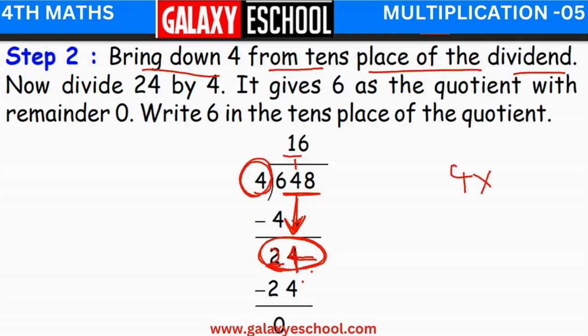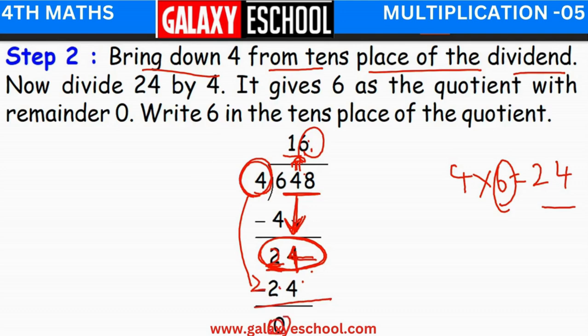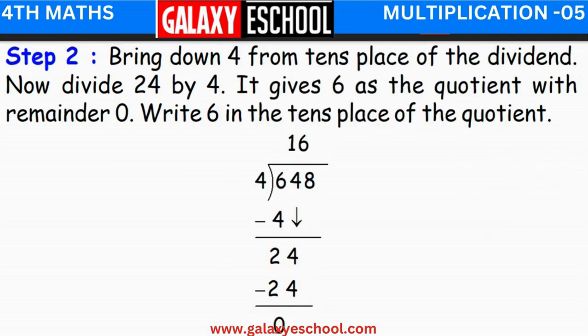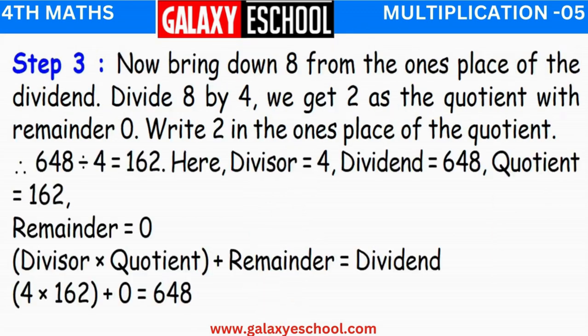In the 4 table, we know that 4 sixes are 24. Yes or no? So here 6 becomes our quotient. So 6 is written above the tens place, that is 4. 6 is written above 4. And 24 is written below the 24. When we subtract, 0 will be our remainder. Clear children? 4 sixes are 24.